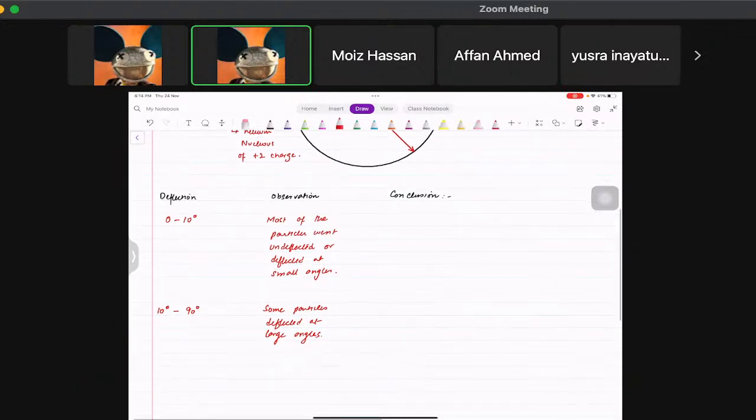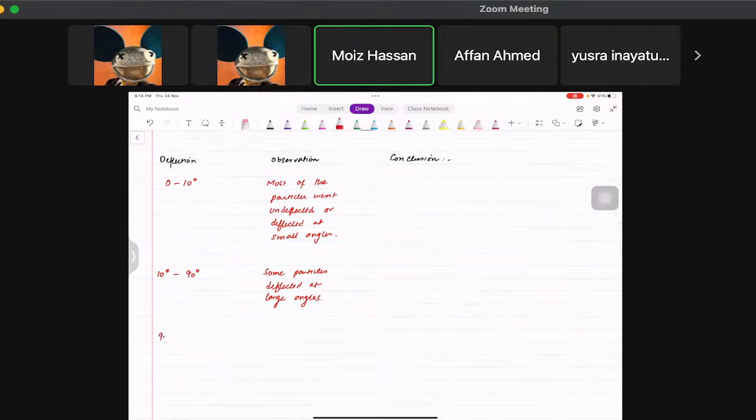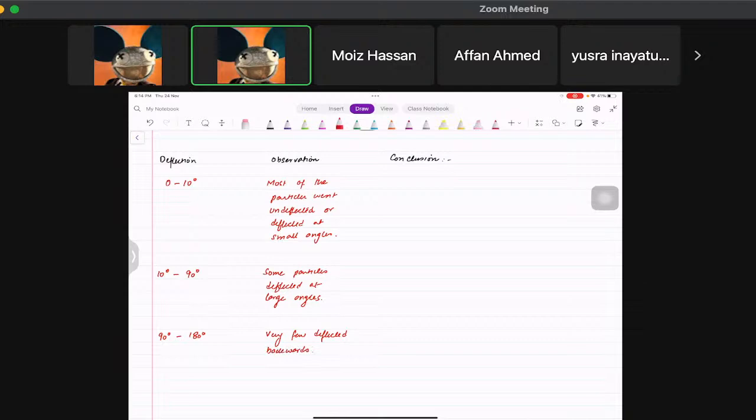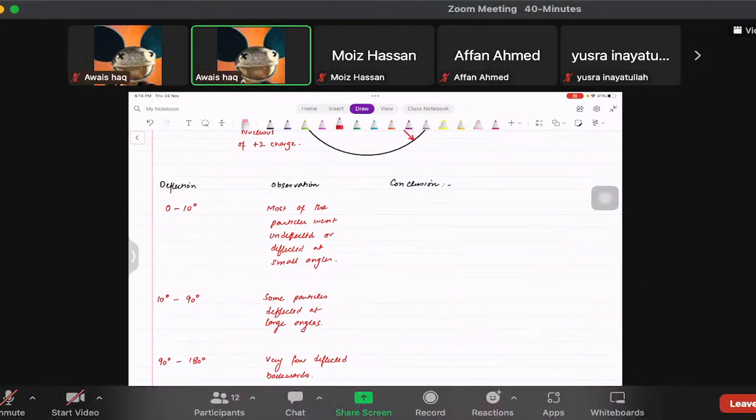Then those which went back, which was 90 to 180 degrees. So very few deflected backwards. Out of 8,000, they were like 1 or 2. So that small number.